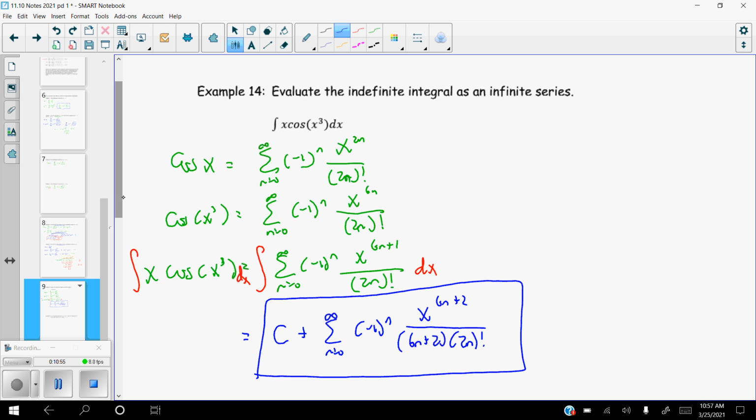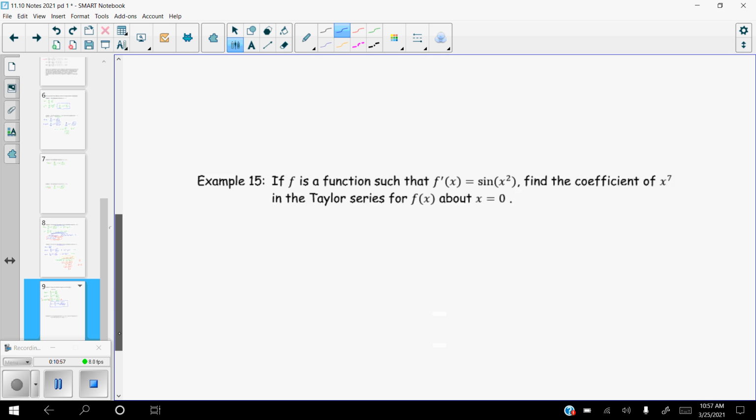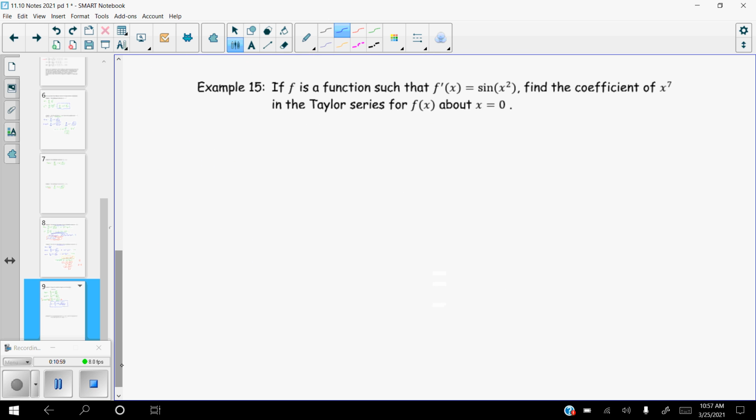Okay, one more example. And then everything after this is the applications, which is going to be covered in our 11.11 section.